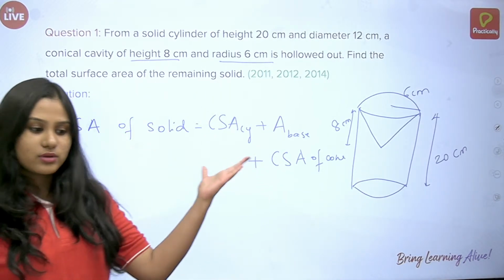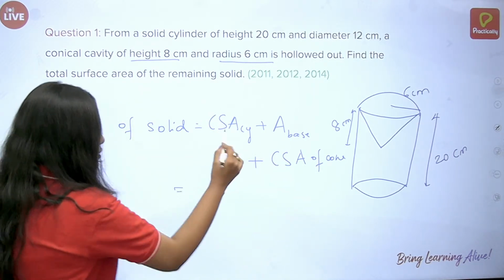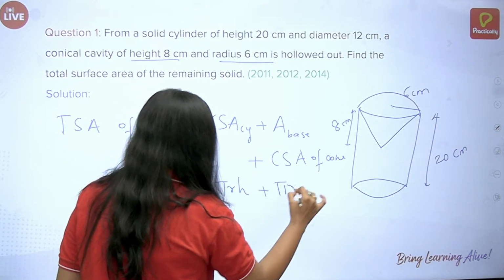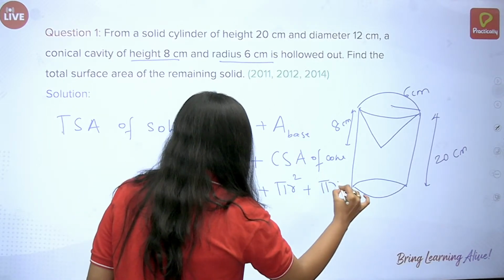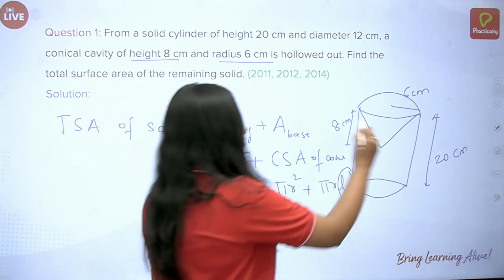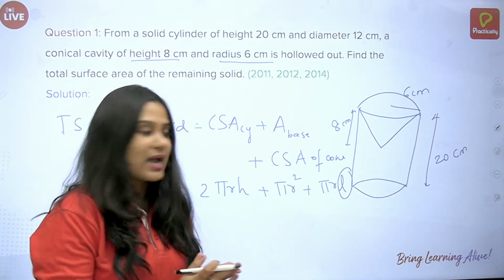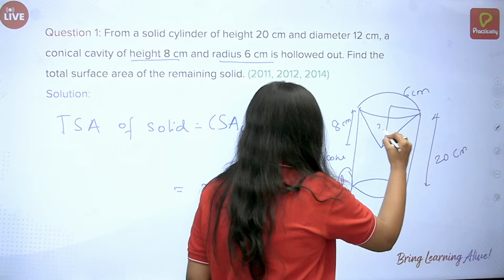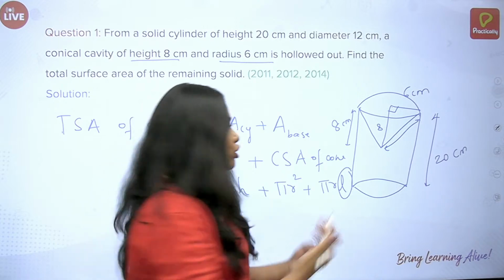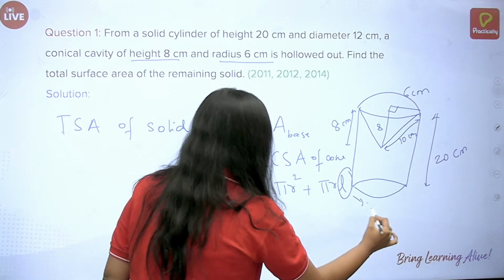Now that we have learned how to do it, just apply the formula. CSA of cylinder is 2 pi r h, plus area of the base pi r square, plus CSA of cone pi r l. Now what is this l? We do not know. Take this cone, height is 8 and radius is 6. How do we find the slant height? Use Pythagoras theorem. Since 6, 8 and 10 are Pythagorean triplets, this will be 10 centimeters. Now we got l to be 10 centimeters.